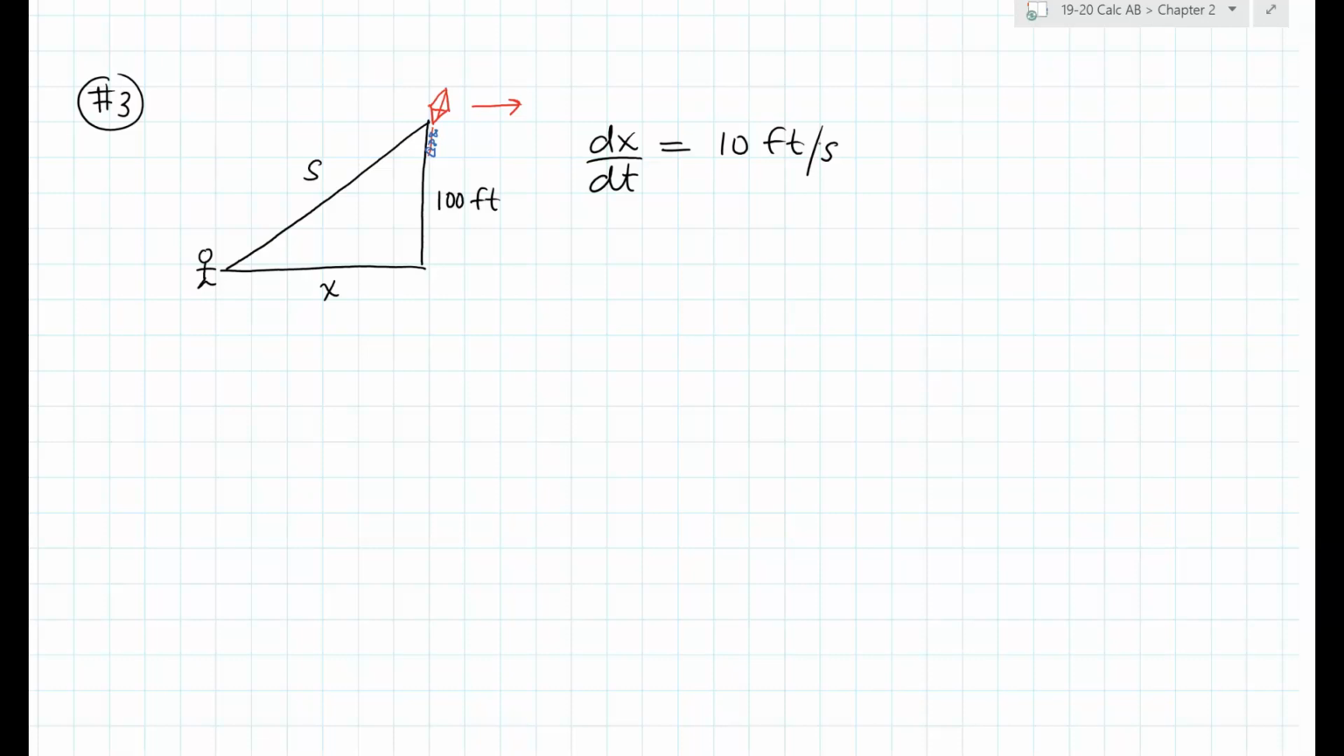At what rate must the string be let out? So the string is S, so ds/dt. At what rate must the string be let out when the length of the string already let out is 200 feet? So when S equals 200. So again, what shape are we dealing with? Triangle. Based on the information I gave you, what formula should I use? Pythagorean theorem, right? This is a 90. So we're going to use x squared plus 100 squared equals s squared.